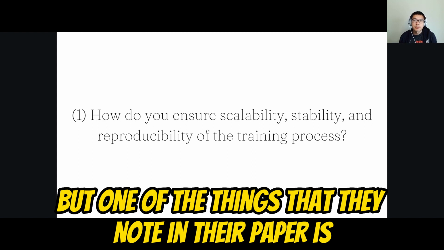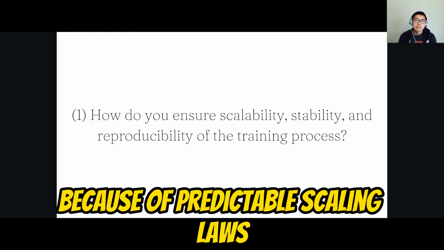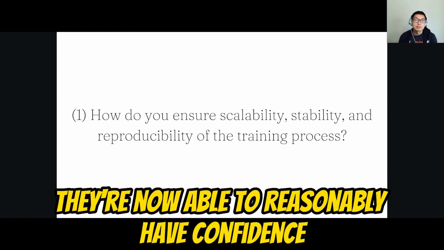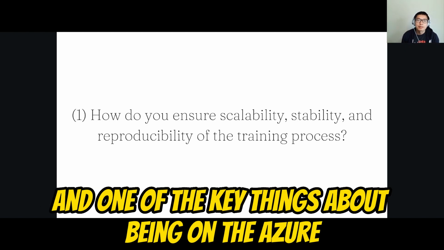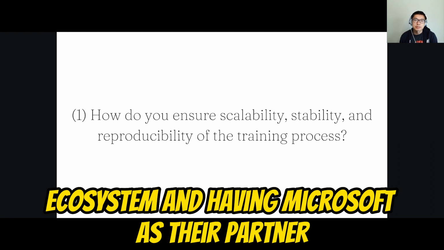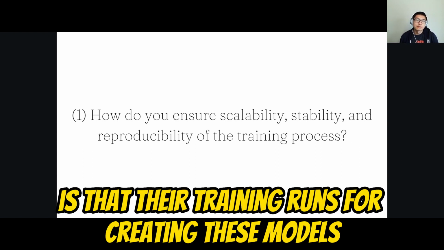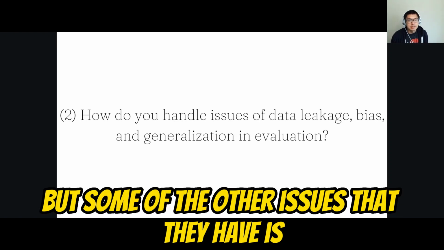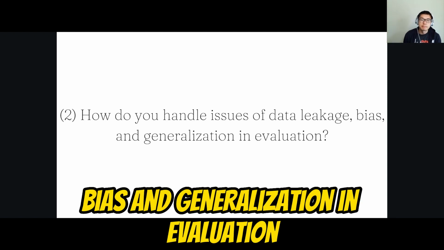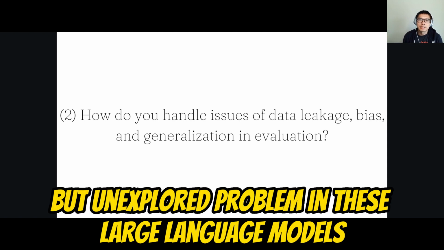But one of the things that they note in their paper is because of predictable scaling laws, they're now able to reasonably have confidence in the results that they ultimately produce. And one of the key things about being on the Azure ecosystem and having Microsoft as their partner is that their training runs for creating these models is a lot more stable and scalable. But some of the other issues that they have is how do you handle data leakage, bias, and generalization in evaluation? Data leakage is a real but unexplored problem in these large language models.